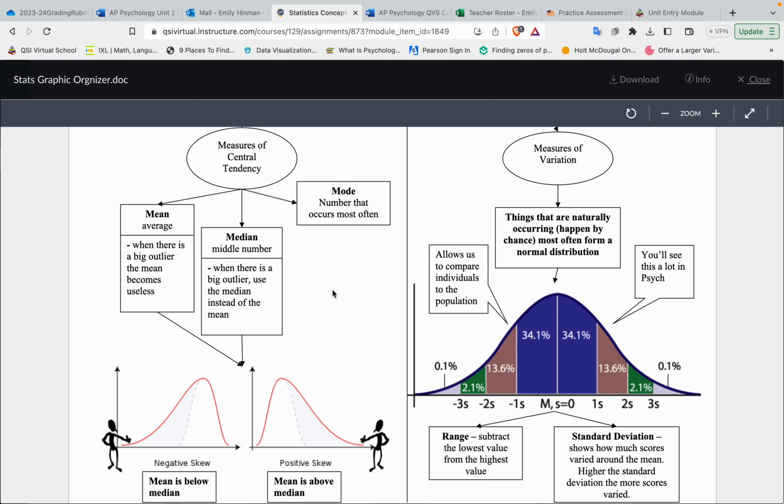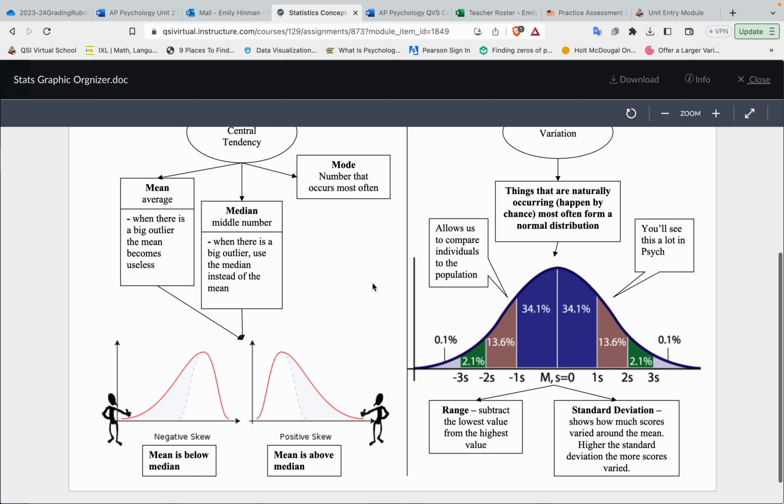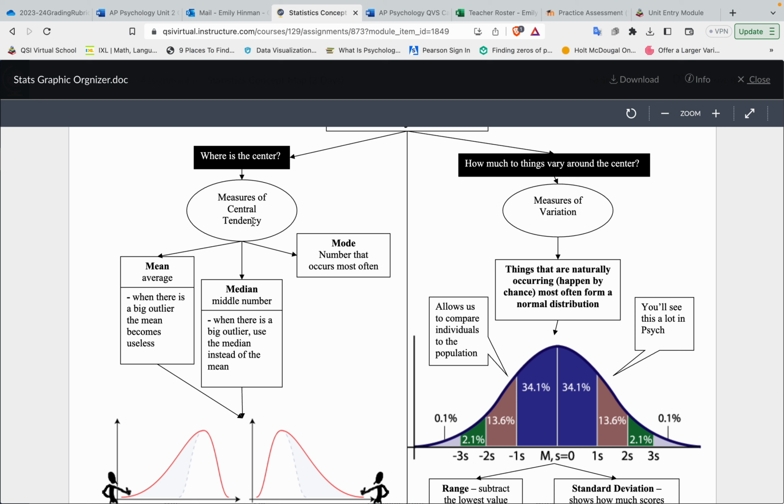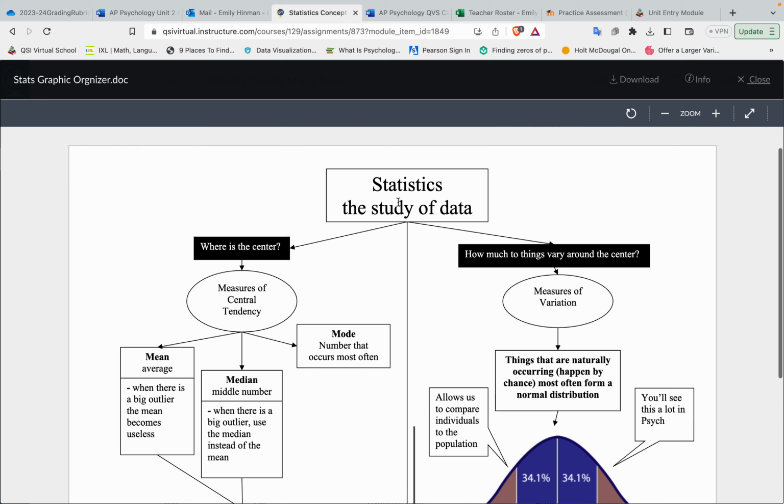On using the statistics graphic organizer, I really put a lot of information on here because I want to make sure you have this in your notes. But when you're working on this, make sure that you understand, in statistics, we're really looking at two things. What is the center? So what is the middle looking like? And how much do things vary? How do they move around?